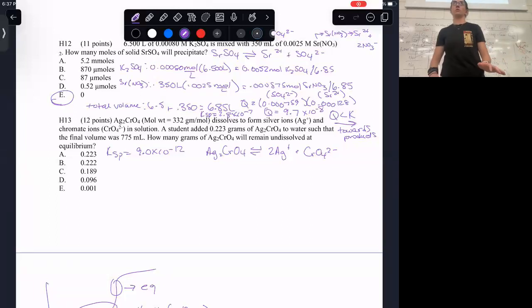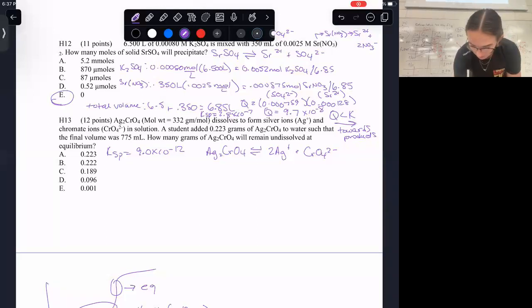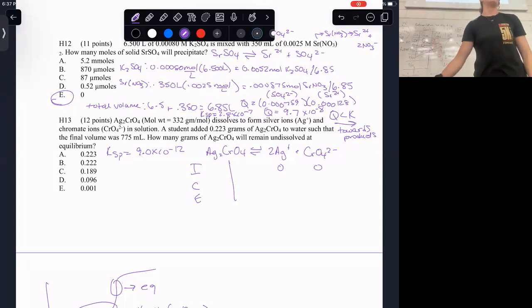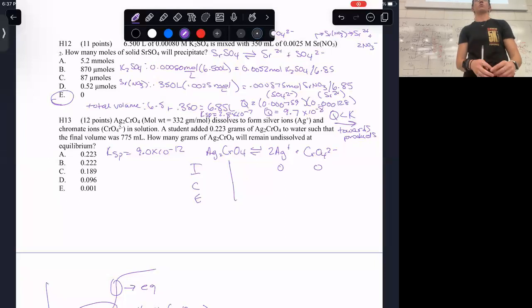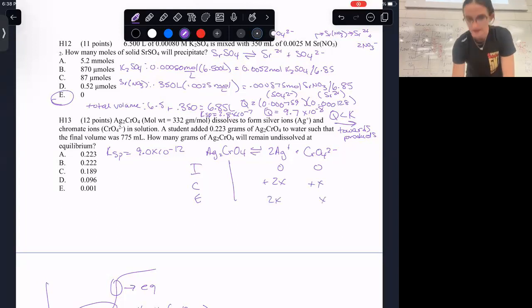Questions so far? Okay, we're then going to solve an ice table. Your solubility for your salt, for your solid, can be neglected or as 1. So this gets neglected. We're given 0 and 0 because we're adding that salt that will eventually dissolve. We're trying to find out how much dissolves. What is our change for silver? 2x. What's our change for the chromate? X. So at equilibrium, we're going to have 2x and x.